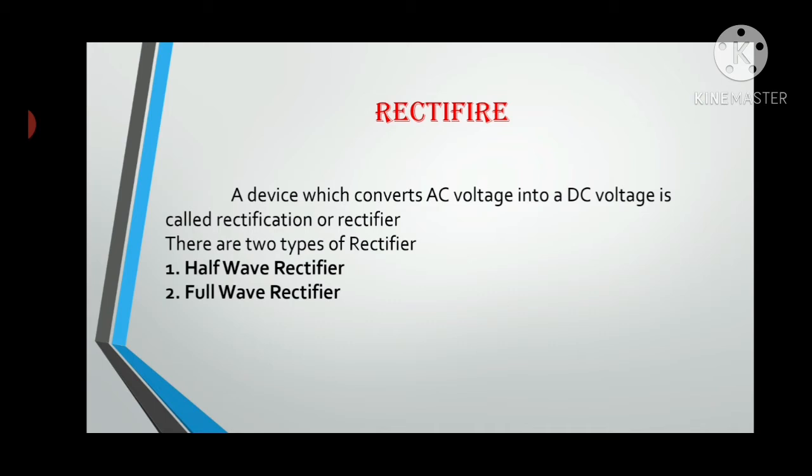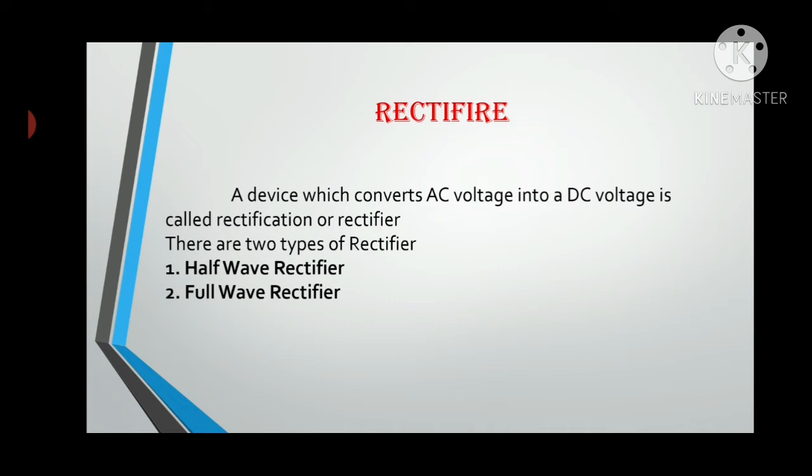Let us see what we mean by rectifier. A device which converts AC voltage into DC voltage is called a rectifier, or rectification. Now, what do we mean by AC voltage? AC voltage is nothing but a current which is flowing in both directions, and DC voltage is nothing but direct current which is unidirectional.